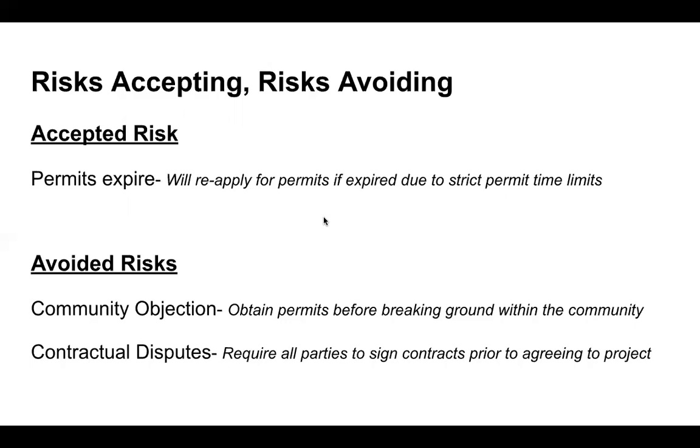And we plan to avoid these couple risks over here. Community objection. We hope to obtain the permits with the blessing of the community before we break the ground, and we will be able to happily go through the project without objection. And then we have contractual disputes. We plan to avoid that by making sure all contracts are signed and clear before anybody lifts a hand.